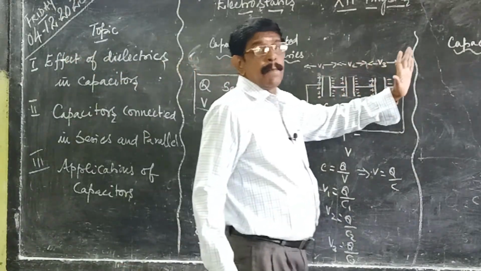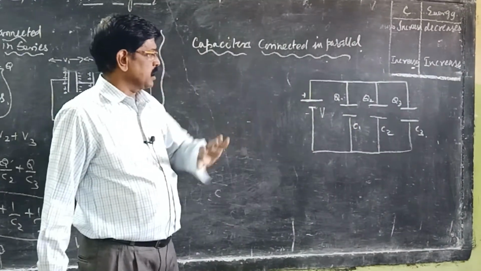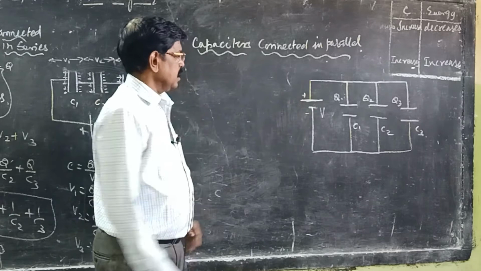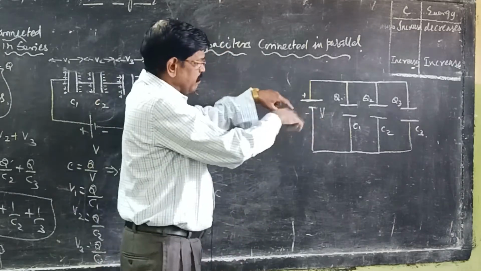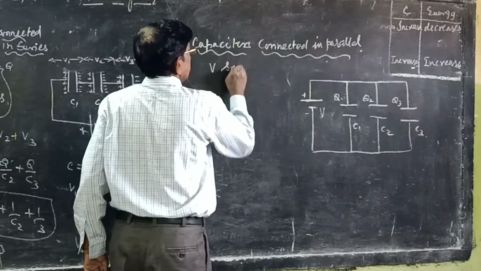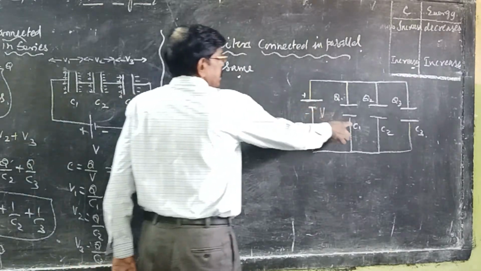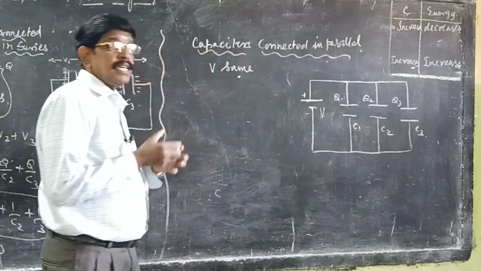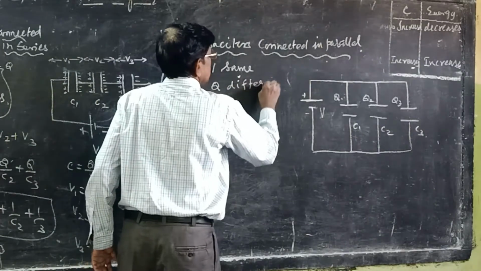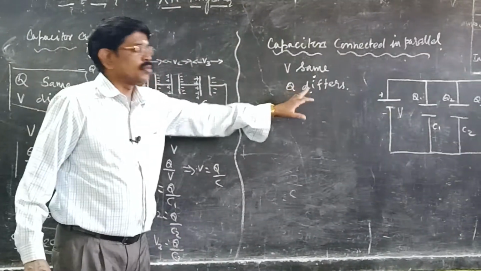Now let us see about parallel connections. Take the three capacitors C1, C2, C3. Each and every plate is in direct link with the battery, so the voltage is V. Since all the capacitors are in direct link, V is the same. The potential across each capacitor remains the same. Depending upon the capacitance value, the charges accumulated will differ. So Q differs, just the opposite. In series, Q same, V differs. In parallel, V same, Q differs.